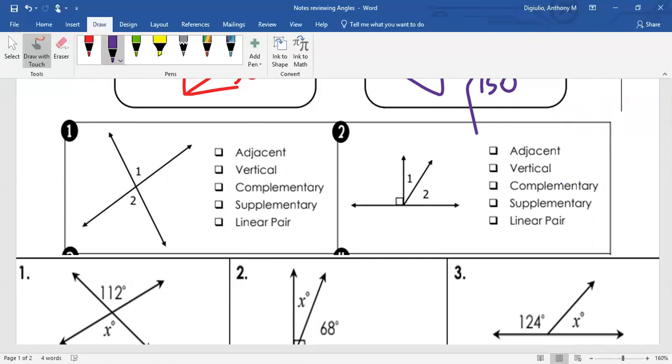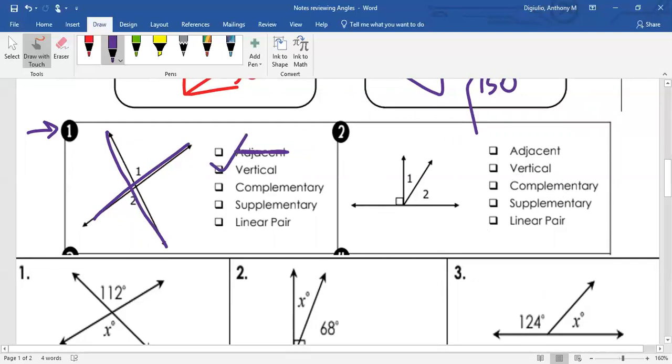So our angle 1 and angle 2 in this problem right here, problem number 1, are they adjacent? Well, adjacent means next to each other. They are not next to each other. Are they vertical? Well, let's see. They have this perfect X here, and they're across from each other. So yes, they are going to be vertical.